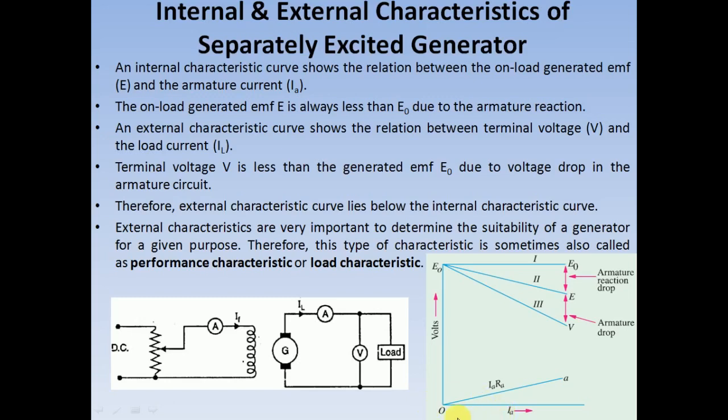It can be seen very clearly from this characteristics. As we are increasing the value of Ia, the magnitude of this armature reaction drop is also increasing. The armature reaction drop which you see for a small value of Ia is not the magnitude you get when you increase the magnitude of Ia to a larger value. That is, as we increase the magnitude of Ia, the armature reaction drop's magnitude also increases.